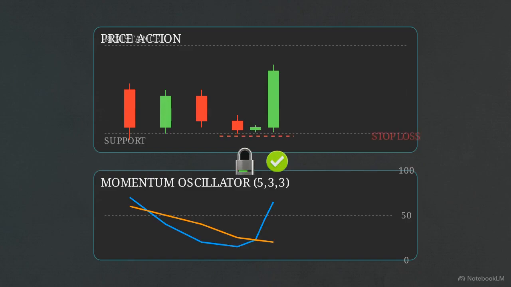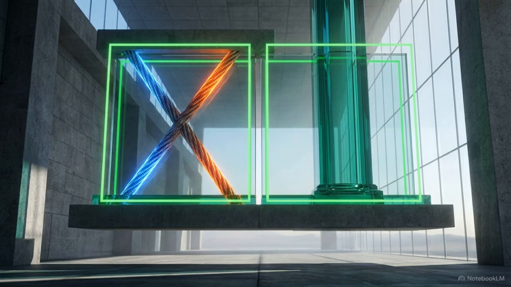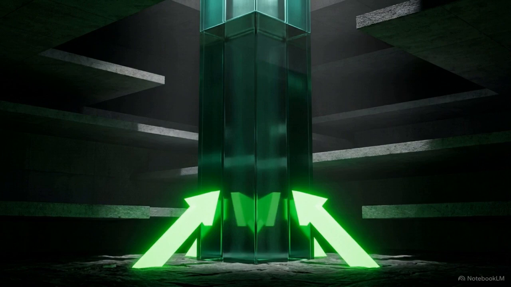Now apply the risk protocol. Place a tight stop loss below the wick of your higher low. Breaking this invalidates the setup. Waiting for this dual confirmation, the momentum cross and the candlestick trigger, is what separates precision from gambling. It ensures you only enter when the buyers have clearly taken control.